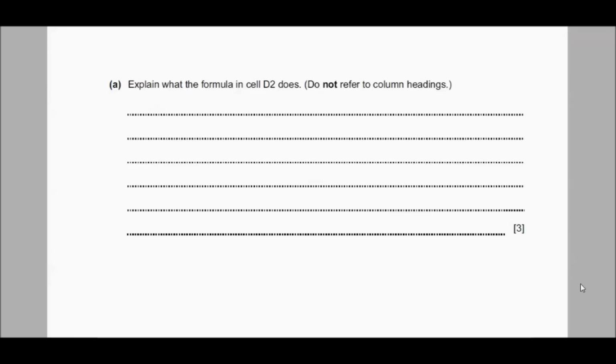So question A is asking, explain what the formula in cell D2 does. So do not refer to column headings. So cell D2, if you just skip back a second, it's a VLOOKUP. So take 4 or 5 minutes to look at that and explain what it does.